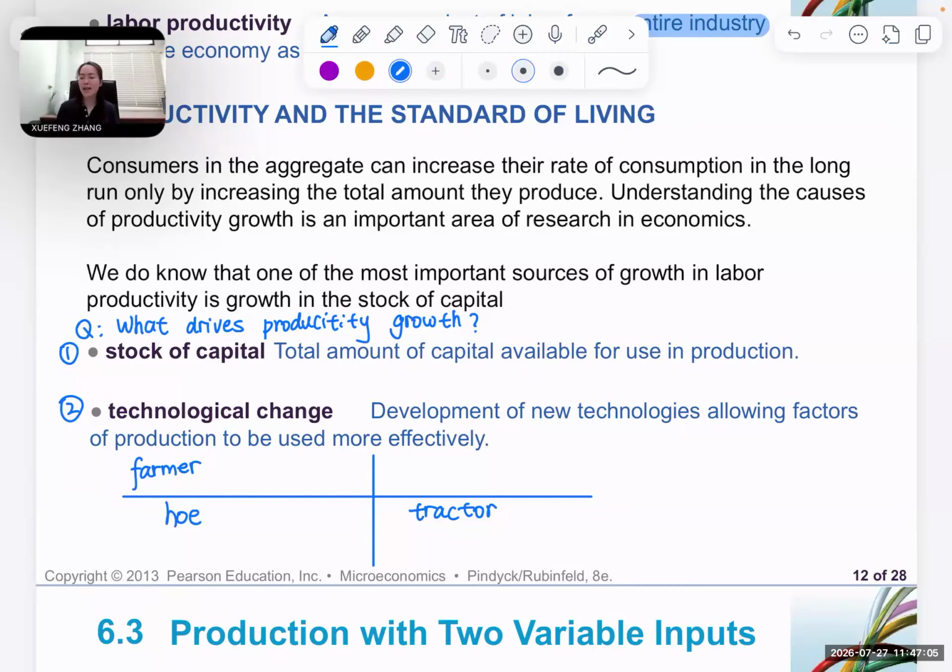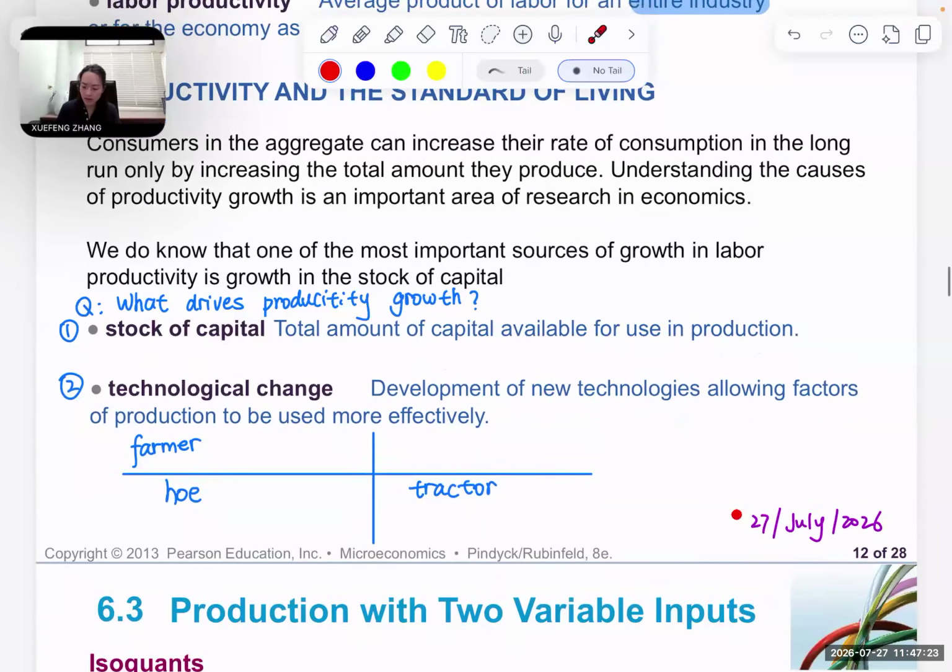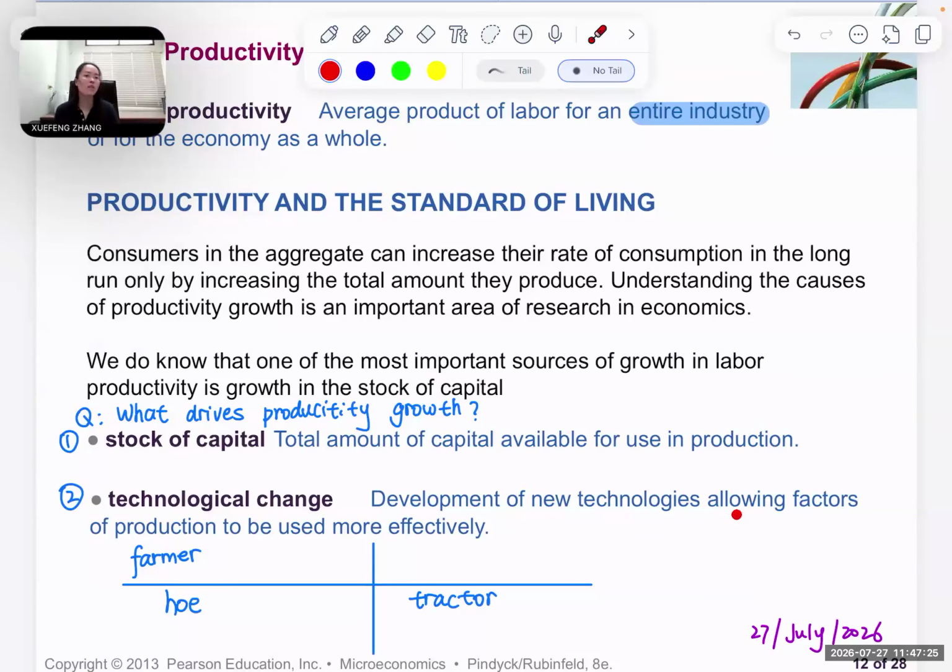Okay, so today I'll just finish here. Okay, let me mark it. 27 July. Okay, so just half of chapter 6, production.